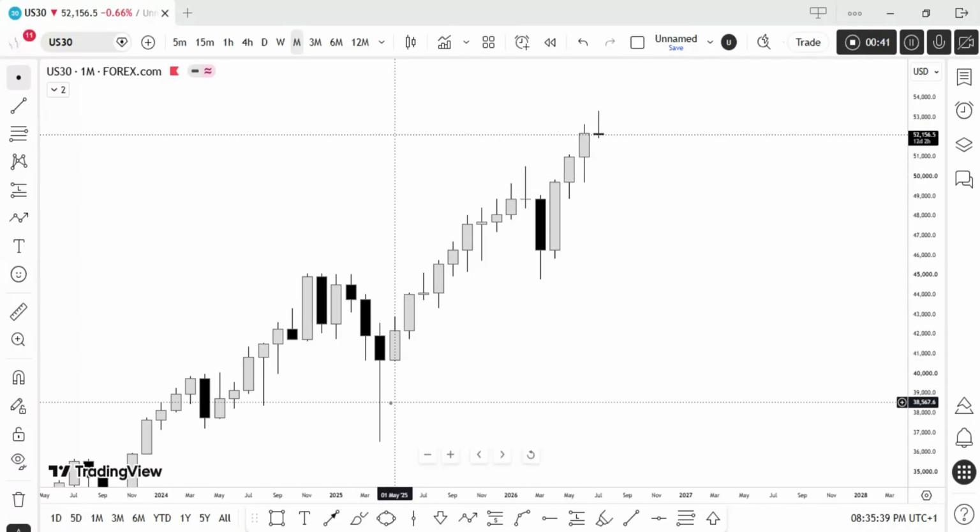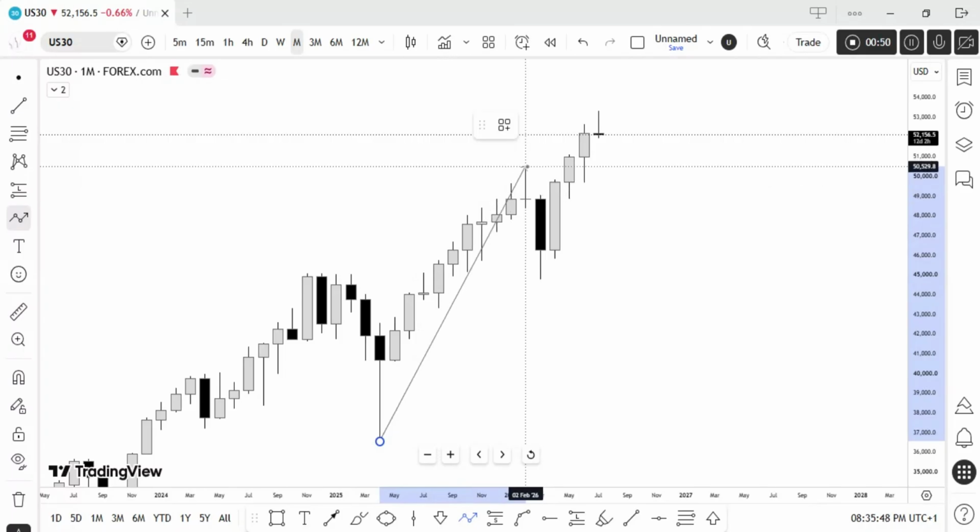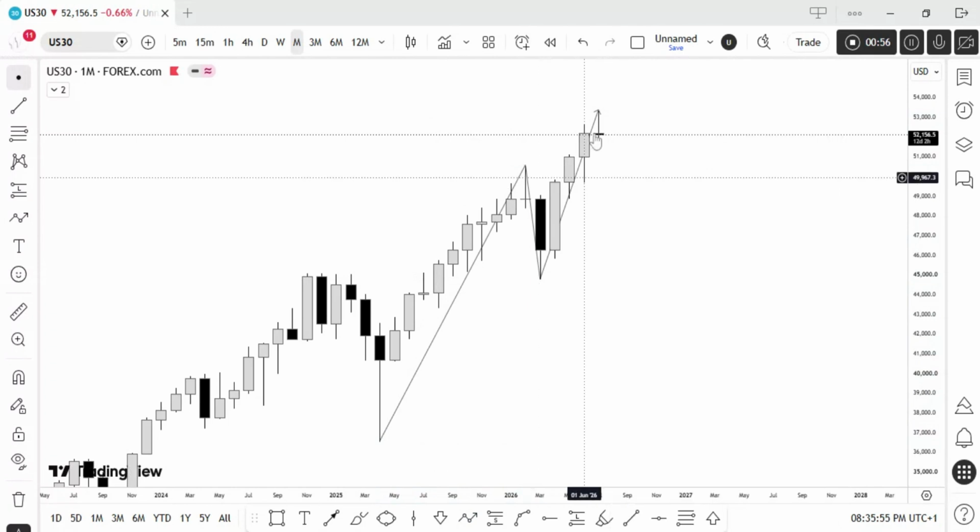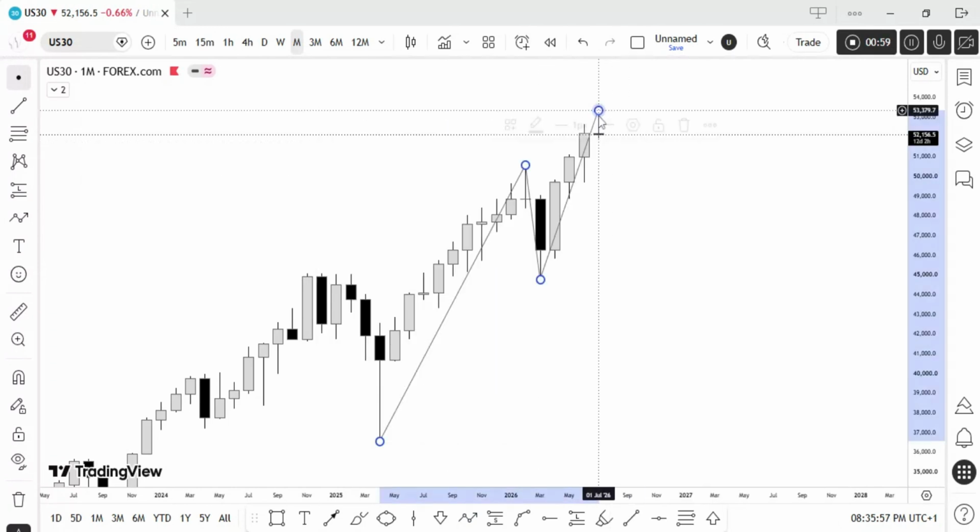Now looking at this monthly time frame, what can I identify? I can identify that we have been in a bullish trend. We have been making higher highs and higher lows to the downside. Now the overall direction of this pair is what? We are in a bullish trend.